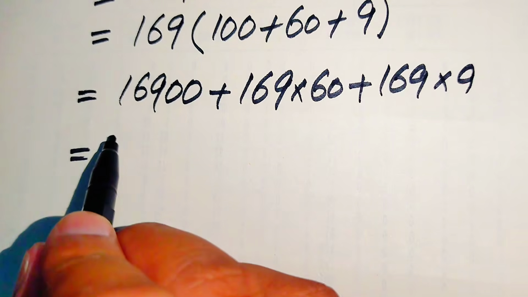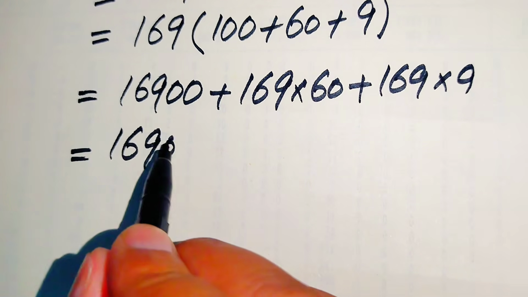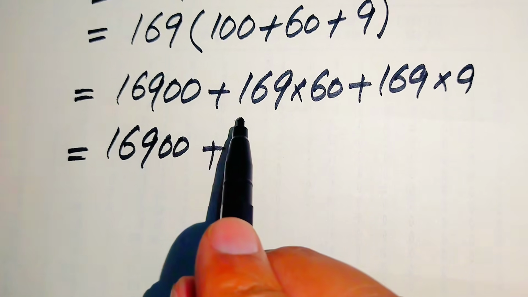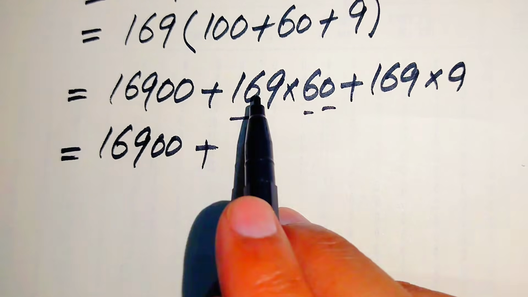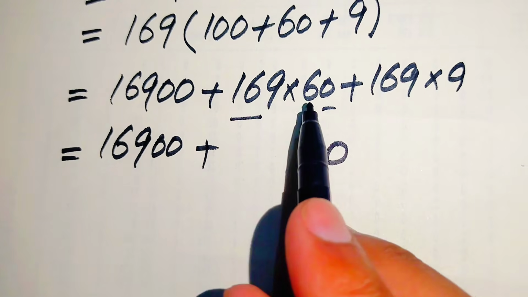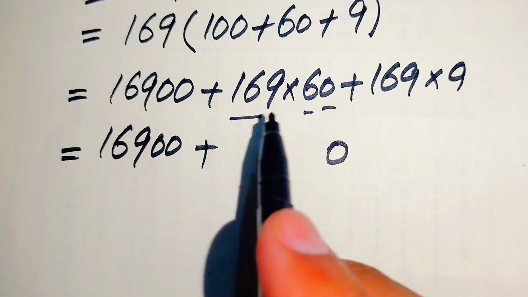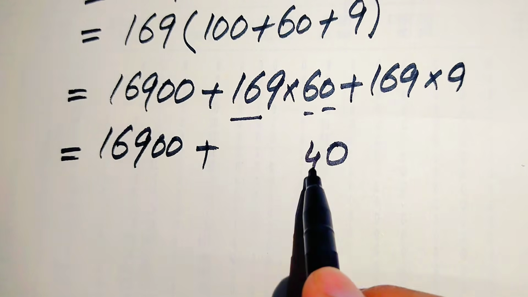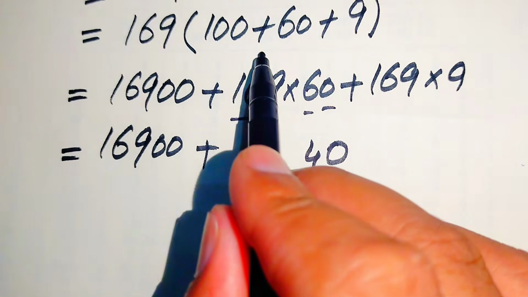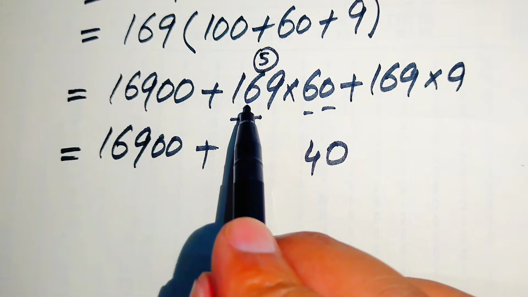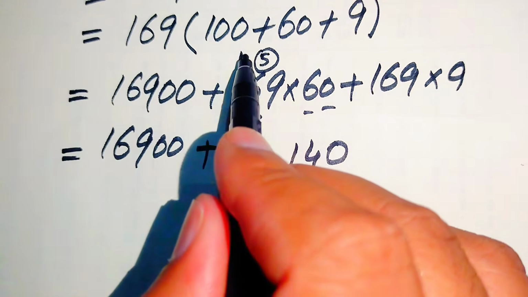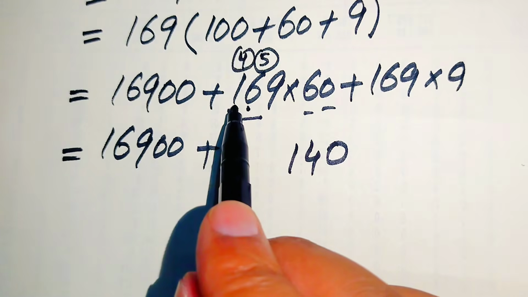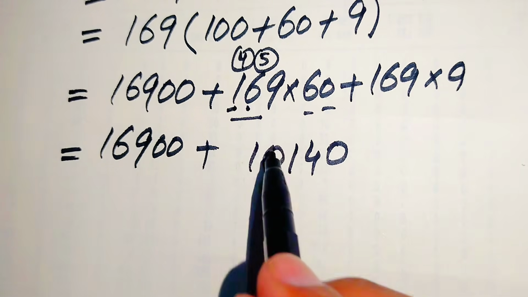So further we have 16900 plus, here we consider this is a one digit number, this is our two digit number, and we multiply 0 with this number becomes 0, and 6 times this number: 6 nines are 54. We write 4 and carry 5, and 6 sixes are 36. 36 plus 5 becomes 41. We write 1 and carry 4. 6 ones are 6. 6 plus 4 becomes 10.